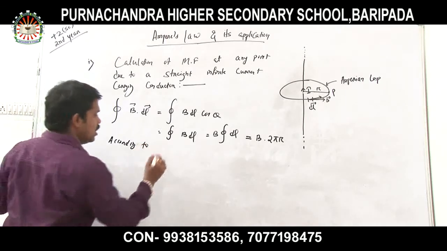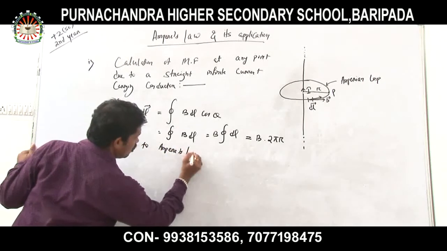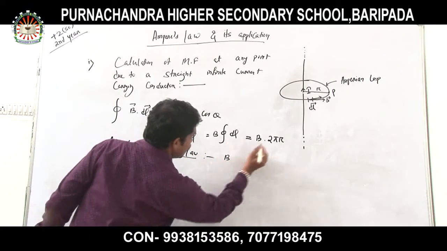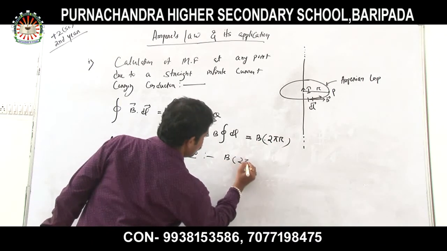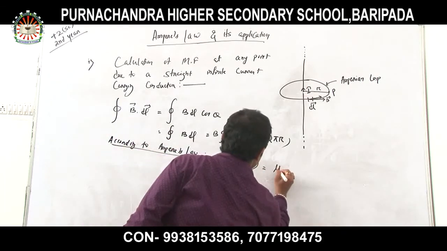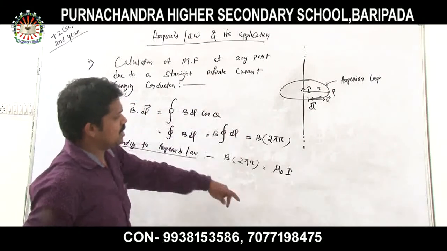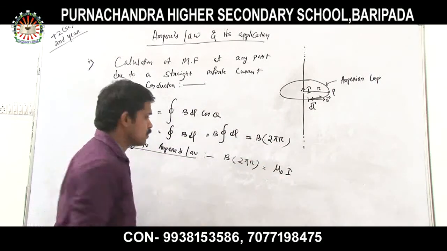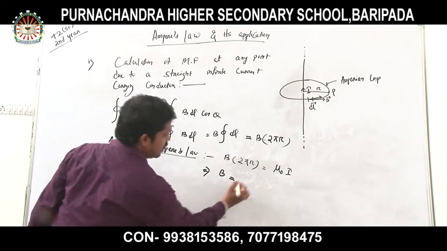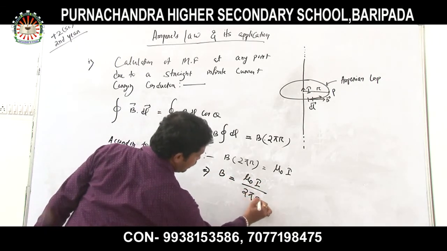according to Ampere's law. According to Ampere's law, what can I write? I can write B into 2 pi r is equal to how much? Mu 0 times the total current enclosed by that path. So what is the total current enclosed by that path? I. So that implies, our aim was to find the magnetic field. So magnetic field B is nothing but mu 0 I divided by 2 pi r.